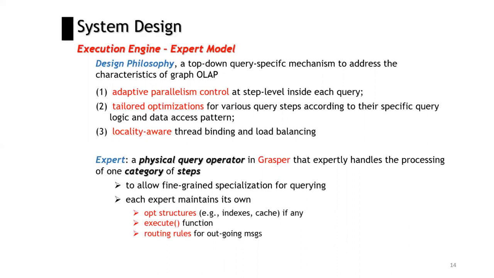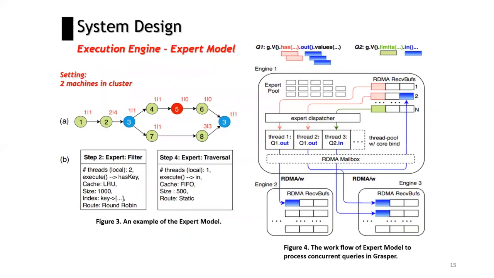The expert is a physical query operator in Grasper that expertly handles the processing of one category of step, so as to allow fine-grained tailor-made optimization for queries, where each expert maintains its own structures for optimization and its own execution function for the specific process. We use the example here to demonstrate how the expert model looks in the system, where Figure 4 shows the overall system workflow under concurrent queries on one node. To save time, please refer to the related description in our full paper about this part.